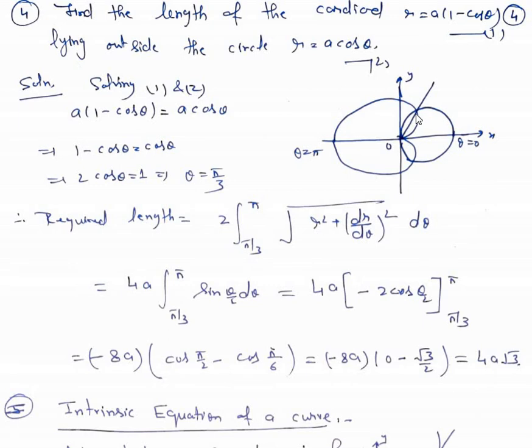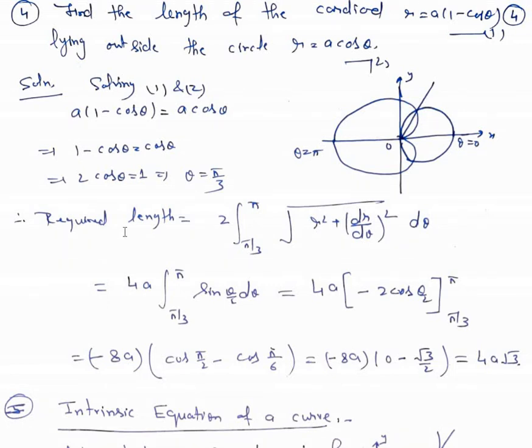So first of all, we shall find out the value of theta at this point of intersection. So for that we equate these two values of r. So we have a into 1 minus cos theta is equal to a cos theta. That means 2 cos theta is equal to 1. So theta is pi by 3.